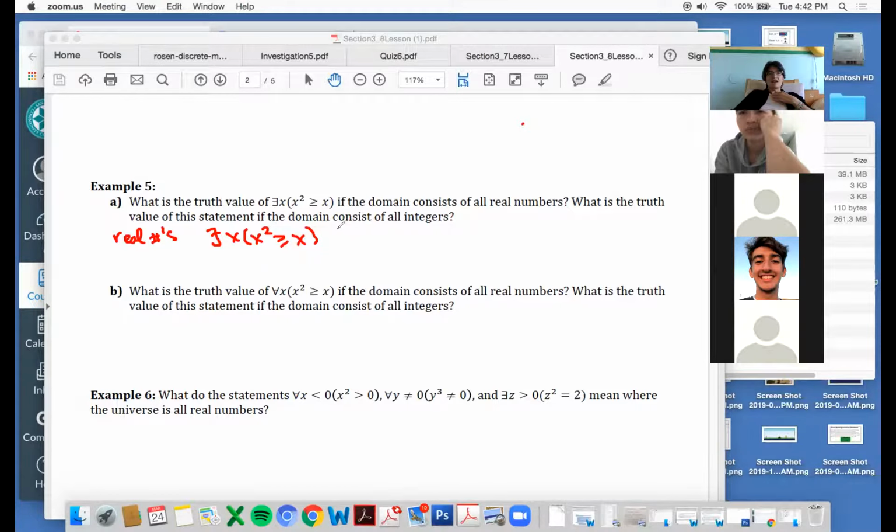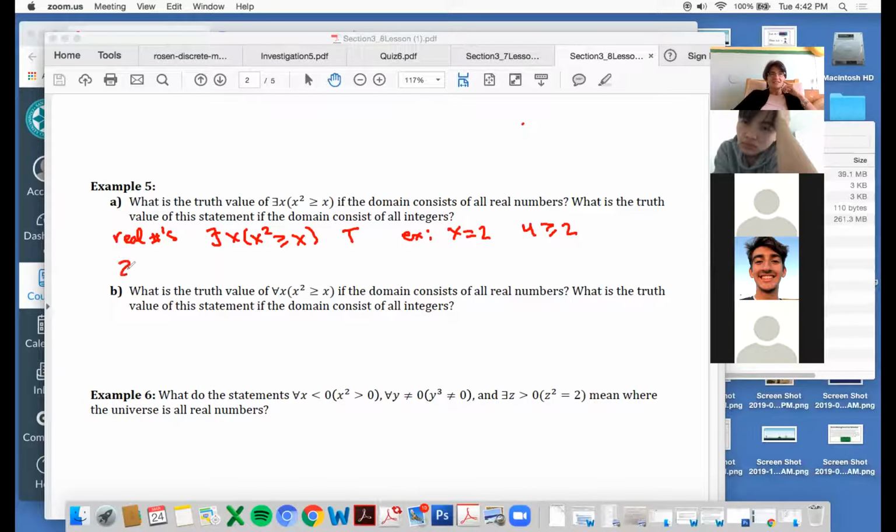All right. And I'm going to say this is true, because I can find at least one value of x in the reals for which this is true. For example, if x equals 2, 4 is bigger than or equal to 2. Because it's existential, it only has to be true for one value for this to be true.